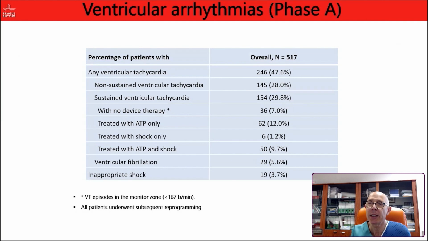Now, let's see in detail what happened to our patients. Among the 570 patients that were randomized, overall 246 experienced any VT, 47.6%. Of these, 28% were non-sustained due to the long detection timing of the ICD programming. Sustained VT was documented in 154, which is about 29.8% of the study population, with 62 patients being treated only with ATP and 56 patients treated with shocks and ATP.